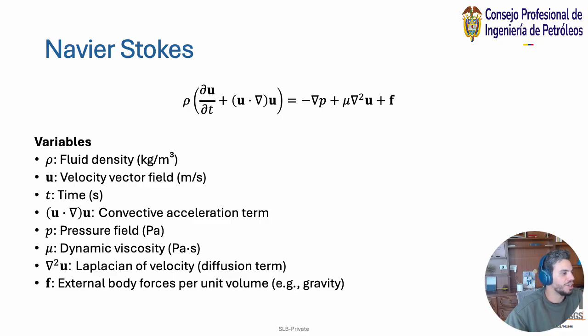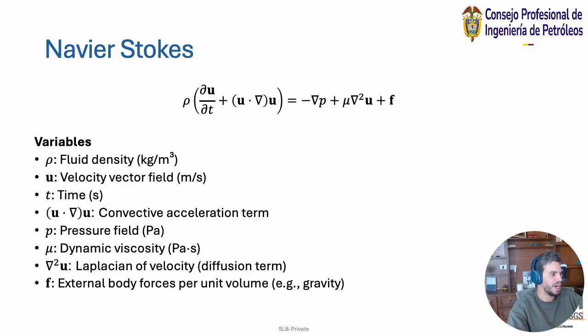So when we look at the variables, we have rho for density, mu for velocity, t for time, and then this function of mu multiplied by the gradient times mu is the convective acceleration term, where it's basically delta v over delta t. You can think of it as that. P is the pressure field. Mu becomes the dynamic viscosity, and the Laplacian velocity, I think we've seen that in the diffusivity equation. And finally, there's some external body forces per unit volume, which is displayed here by the F, right?